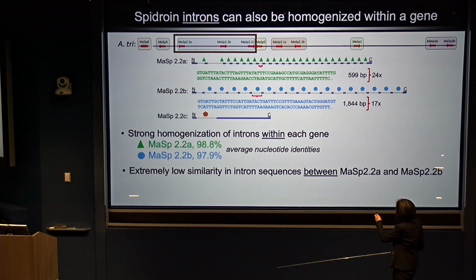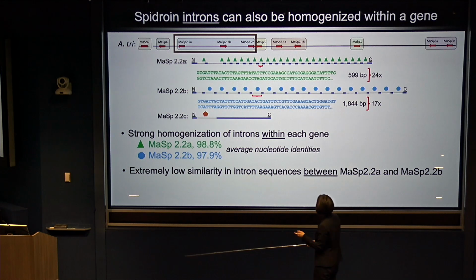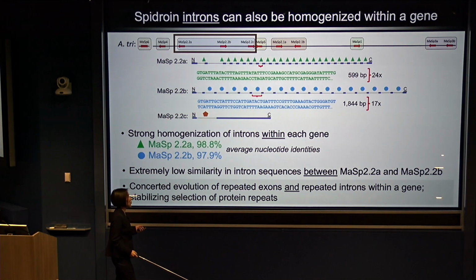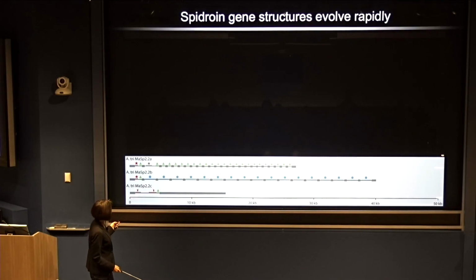So there, you have that sequence between them. And so we conclude here that it's very likely that we have concerted evolution of repeated exons and repeated introns within a gene, and that there's stabilizing selection of these protein repeat regions. And I'm just going to go quickly through this.